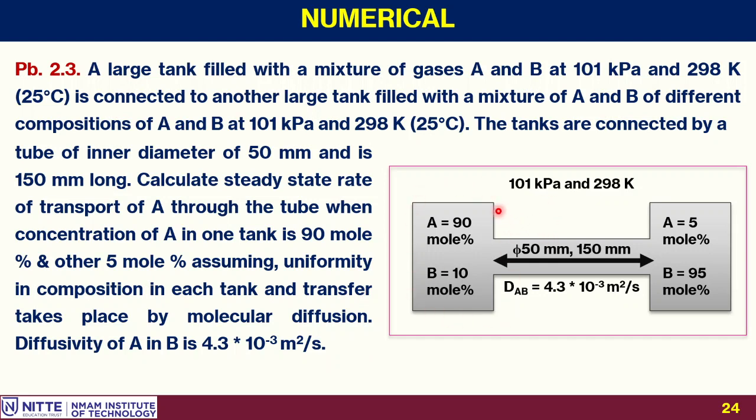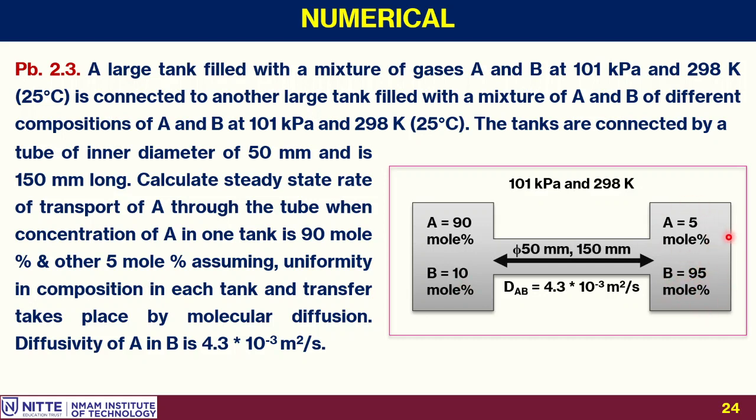You have two containers, container 1, container 2. In container 1, you have molecules A and B. A is at 90 mole percent in container 1. The same molecule A is 5% in container 2. Since it is 100% together A and B, the B is 10 mole percent on side 1. On side 2, it is 95 mole percent.